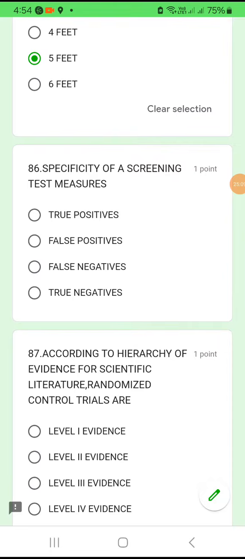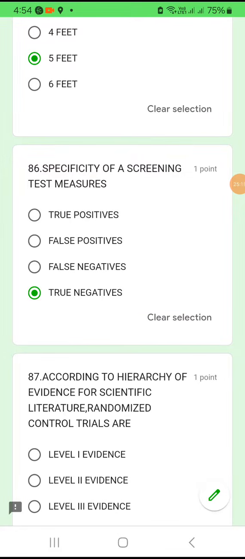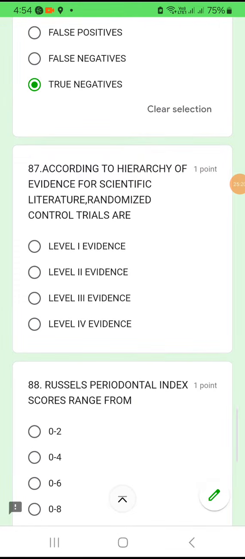Question number 86. Specificity of a screening test will measure what? So you are getting something true which is negative. So you have to go for specificity. So specificity of a screening test measures a true negative. Okay, true negatives.